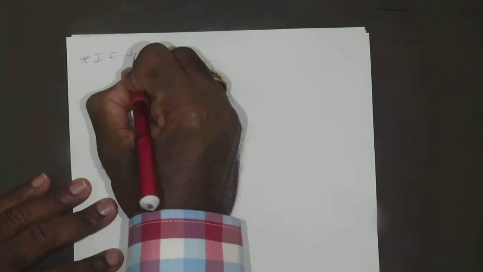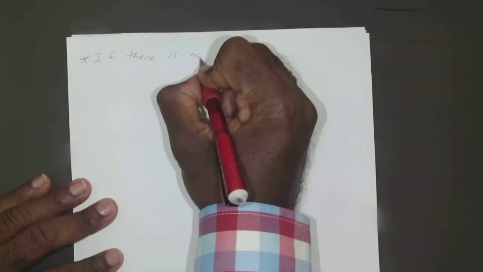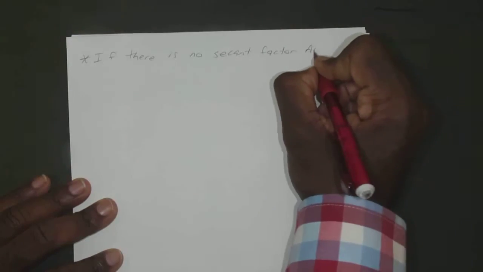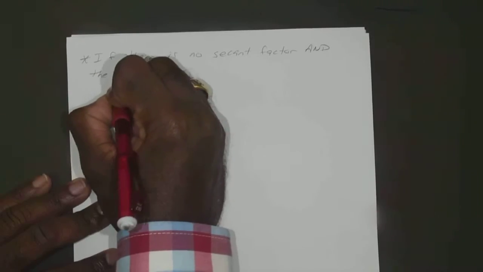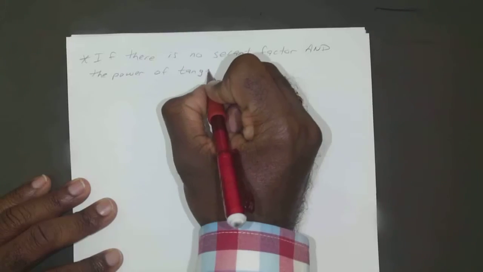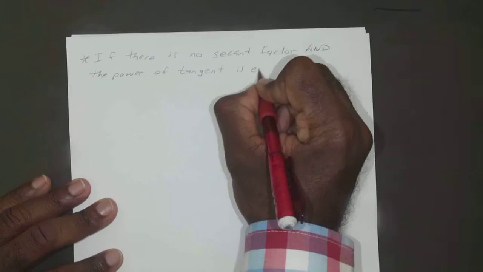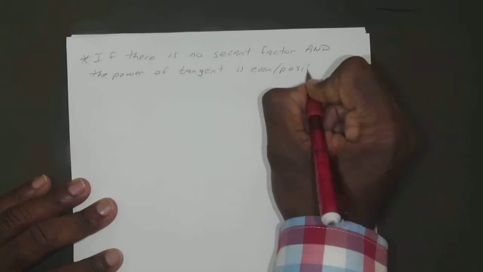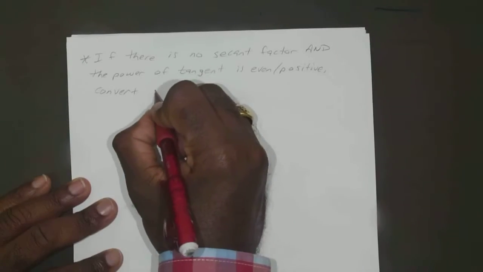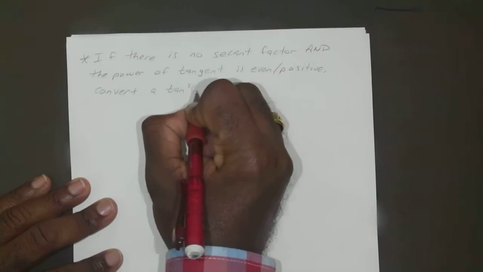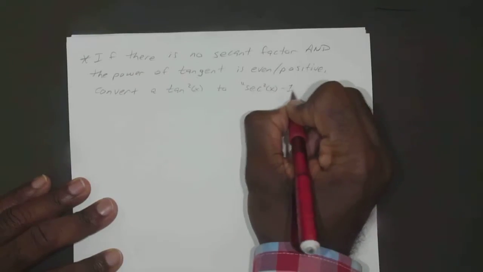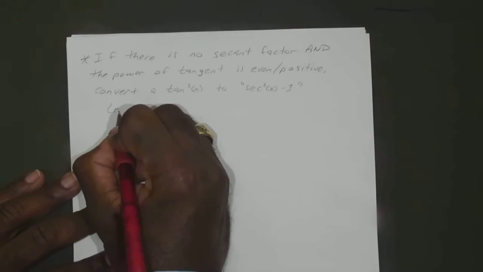So if there is no secant factor and the power of tangent is even and positive, then you want to convert a tangent squared of x to secant squared of x minus 1, and sometimes you'll have to repeat it.